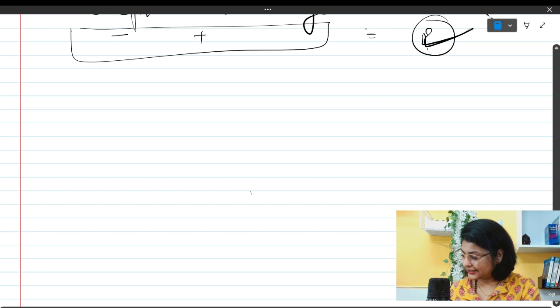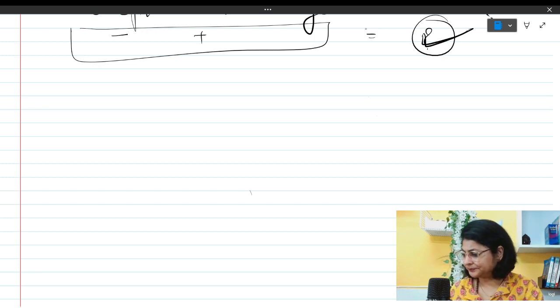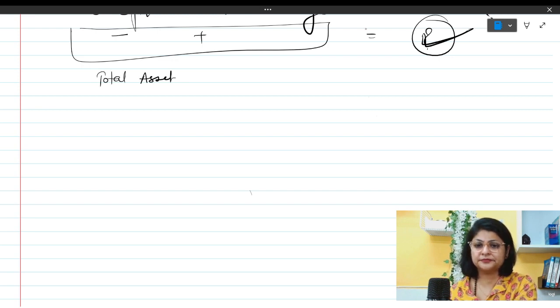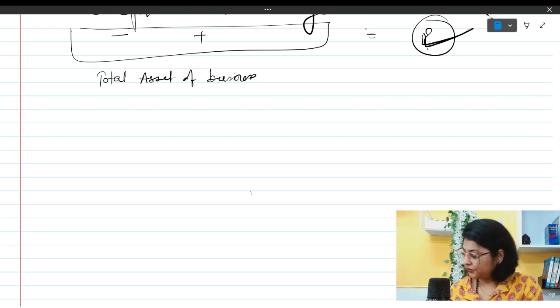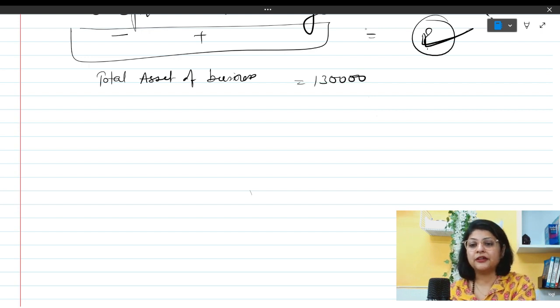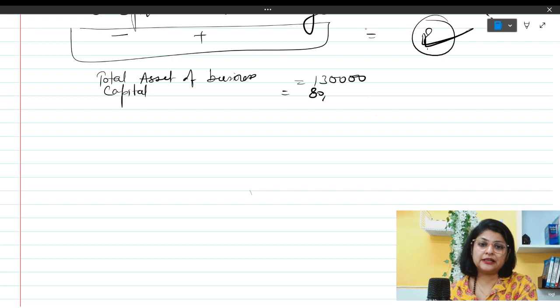The question is saying, let's say, total assets of business they have given us on a particular date. No date is being mentioned. They have given total assets of business are 1,30,000 and they have given us the amount of capital as well. The capital is 80,000 rupees. They are asking us asset. This is a very simple question, the second kind of category which I told you.